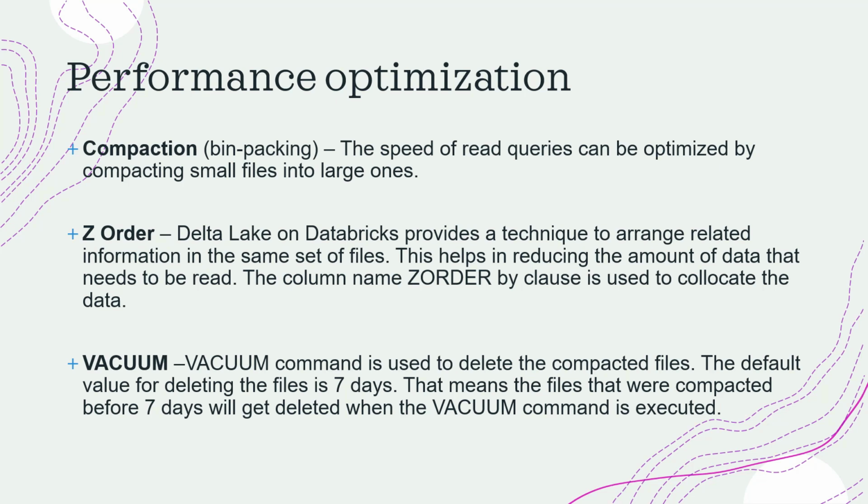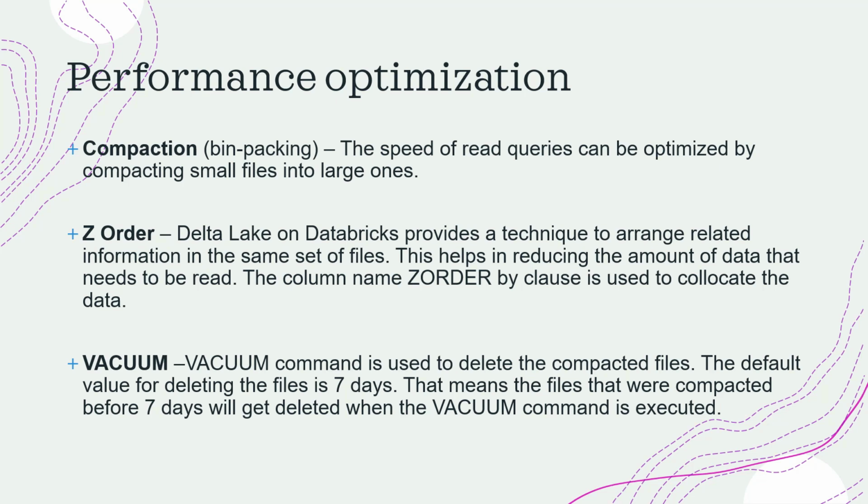The second important thing that Delta Lake does is Z ordering, which means Delta Lake provides a technique to arrange related information in the same set of files. This will help in reducing the amount of data that needs to be read. So we don't have to do a lot of back and forth, because Delta Lake by itself is arranging related information in the same set of files.